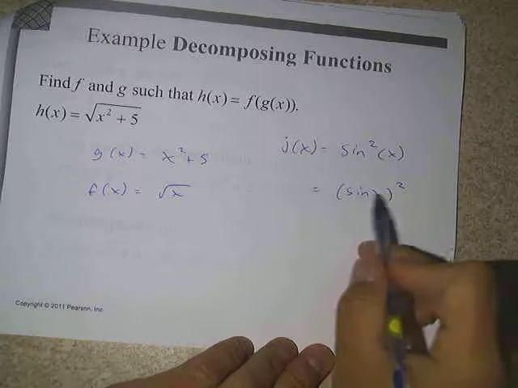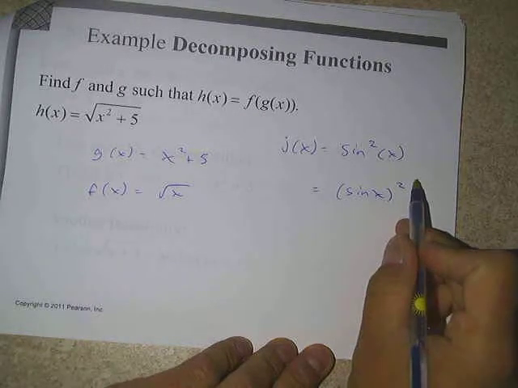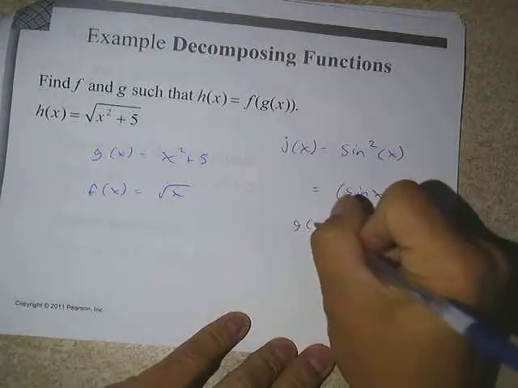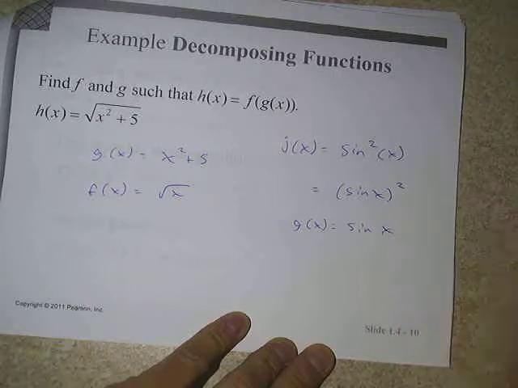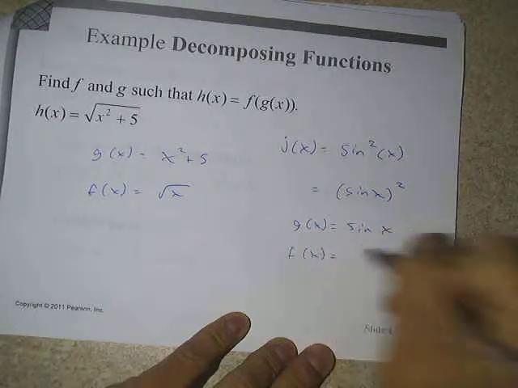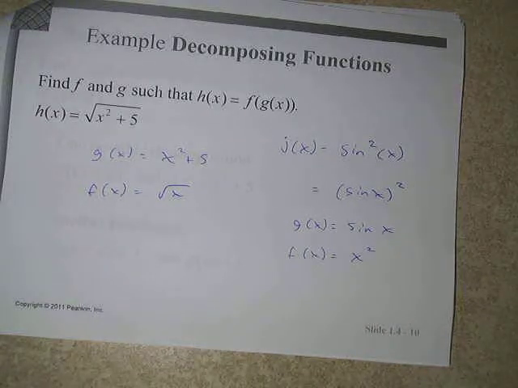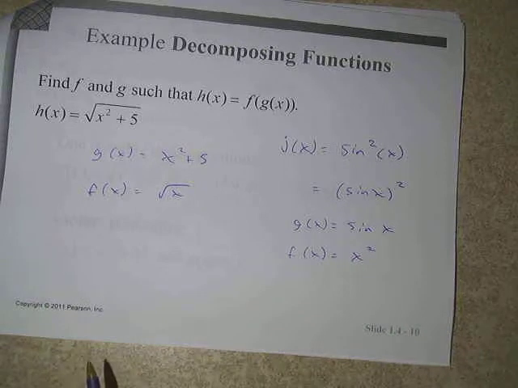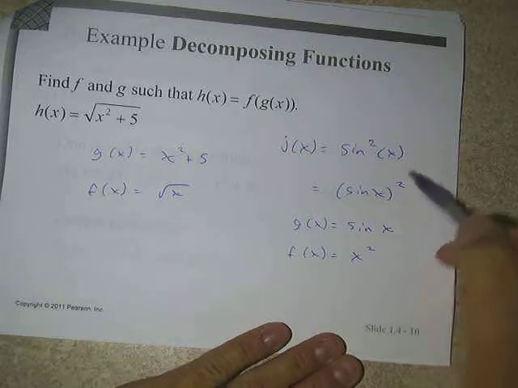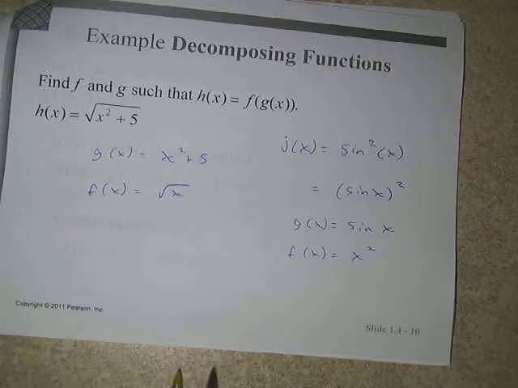So again, thinking of order of operations here, I would take the sine of whatever I put in for x, and then after that I would square it. So that means in this case my g function, the inside function, would be the first thing that happens, which is sine x. And then the f function would be, I'd take that sine x and I would square it. So if I were to decompose that one, I'd have sine x plugged into x squared, and that would get me back to this, which ultimately is sine squared x.